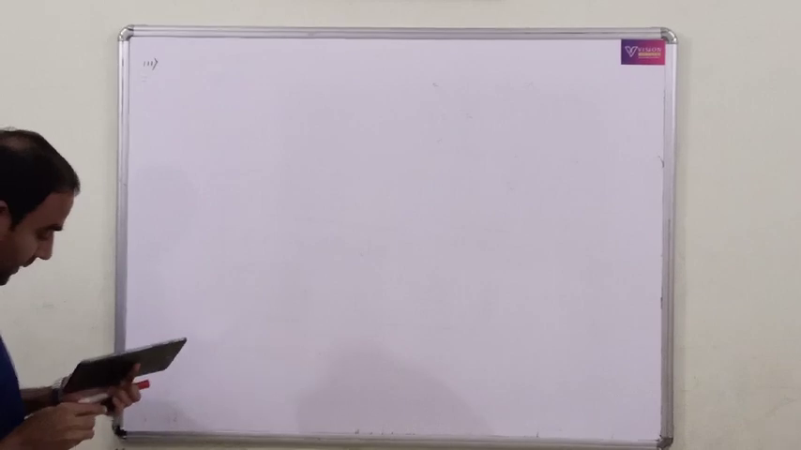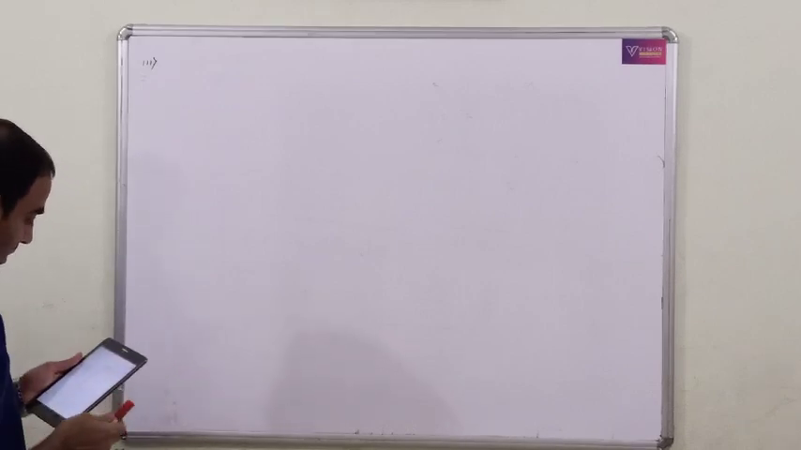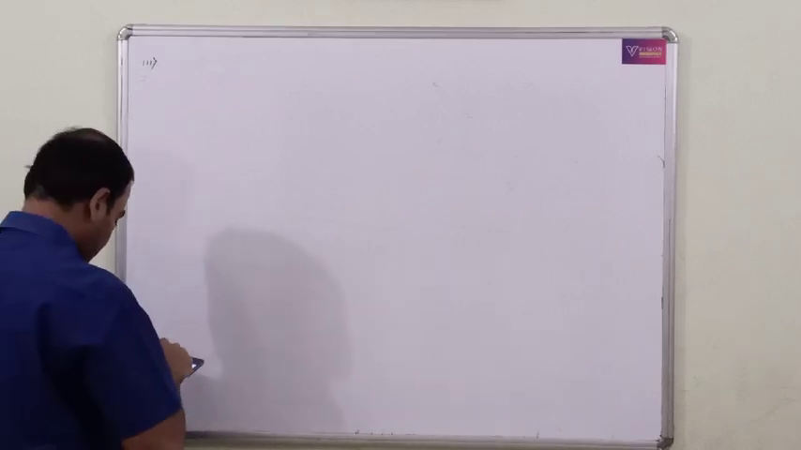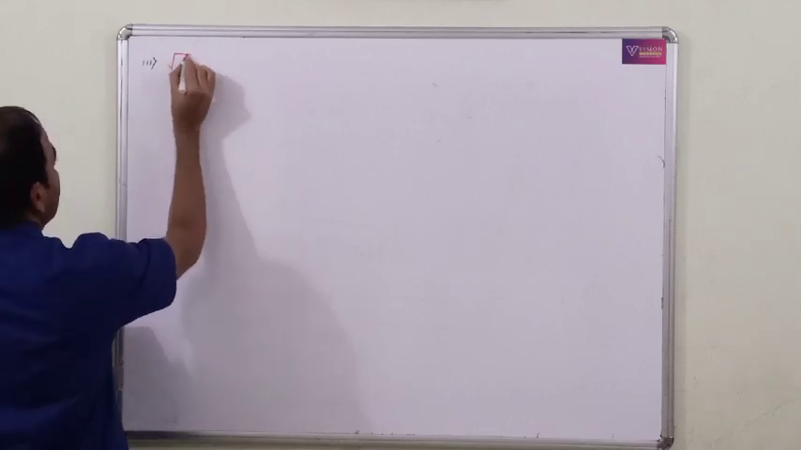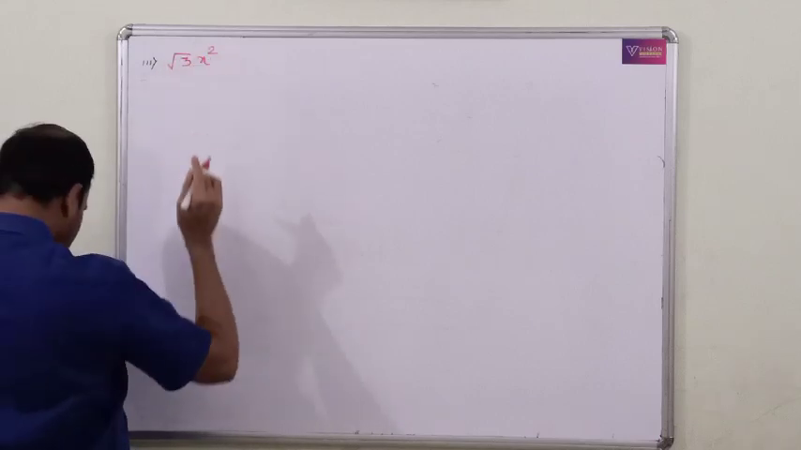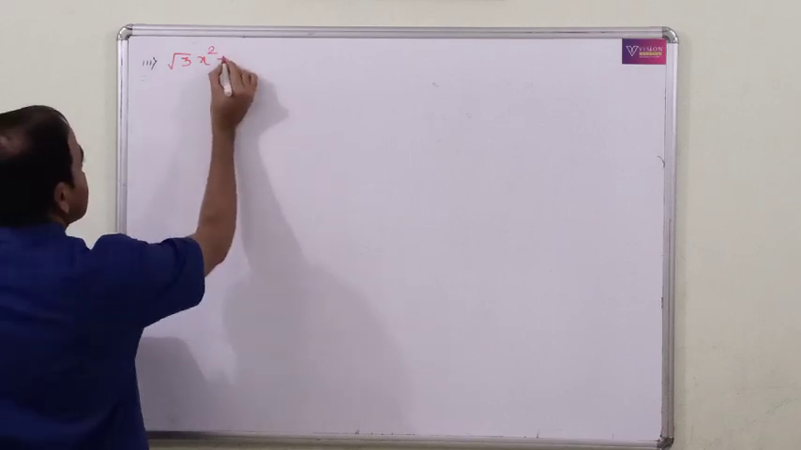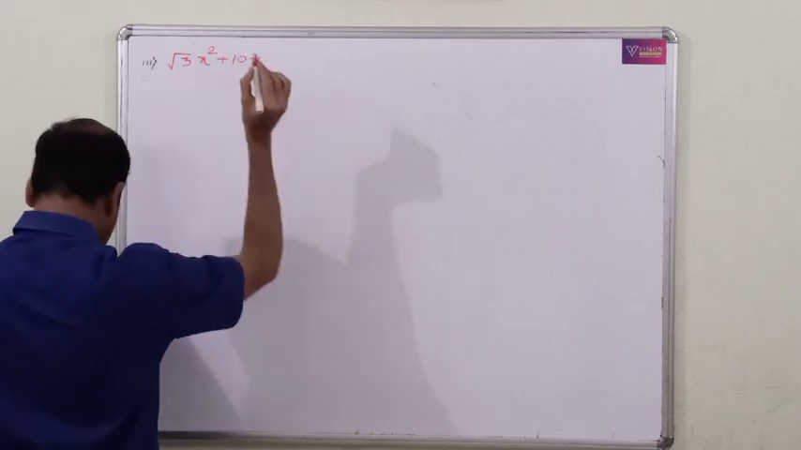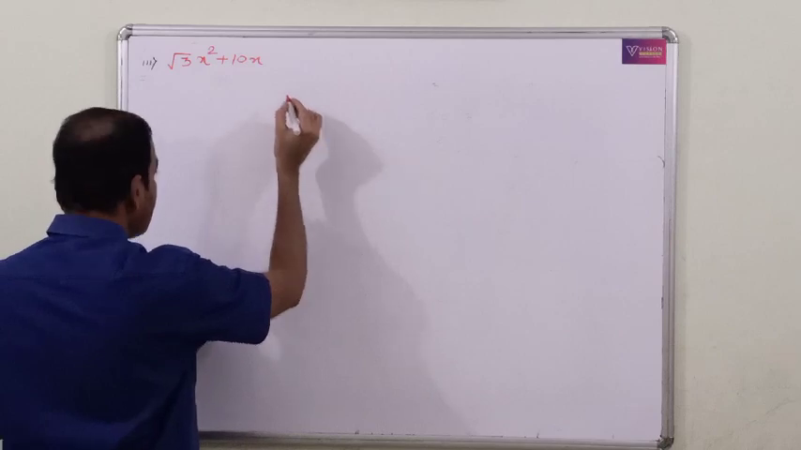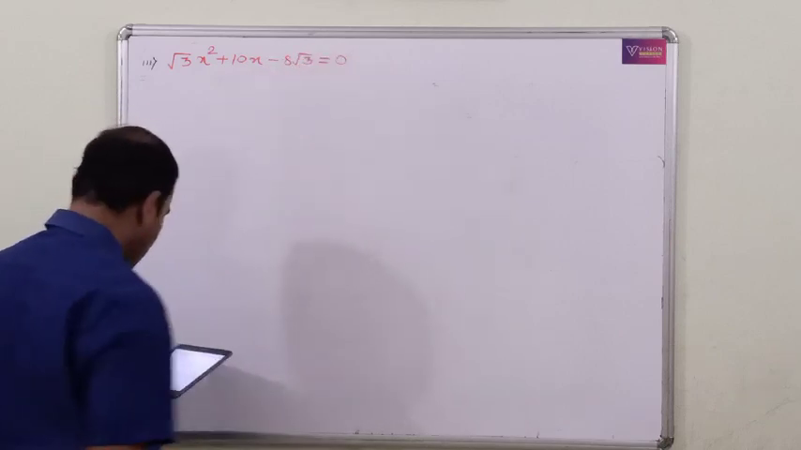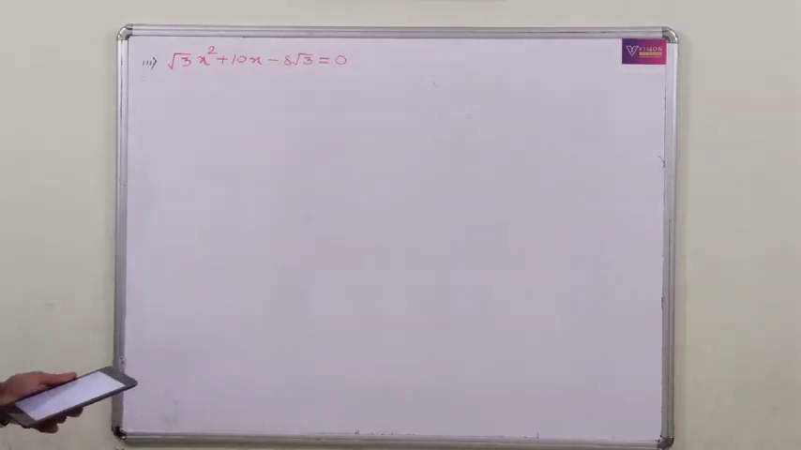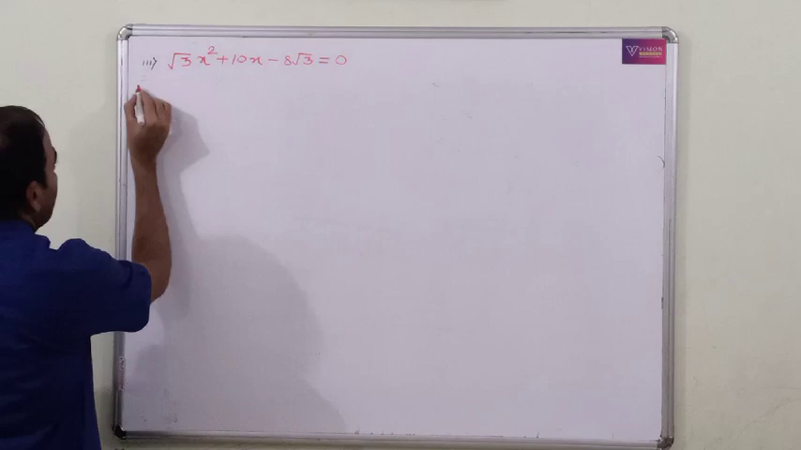Third question क्या है? Root 3x square plus 10x minus 8 root 3 is equals to 0. क्या क्वेश्चन है? Root 3x square plus 10x minus 8 root 3. अब इसको सॉल्व करेंगे.